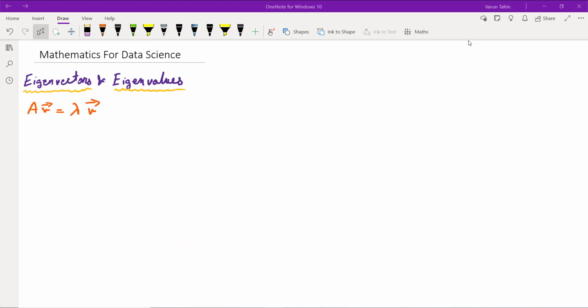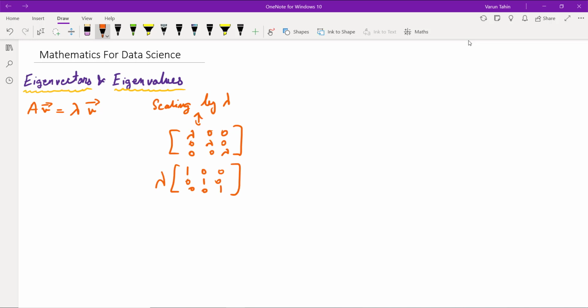Now let's solve this equation intuitively so that we can come to a conclusion on how to derive eigenvectors and eigenvalues, right? So we have this equation AV equals lambda V. Wherever we are scaling V, scaling by lambda would mean we are multiplying V by the matrix with lambda on the diagonal: lambda 0 0, 0 lambda 0, and 0 0 lambda, right? But we can also say it like this, lambda times the identity matrix, right? So in this equation we'll try to replace it with an identity matrix.